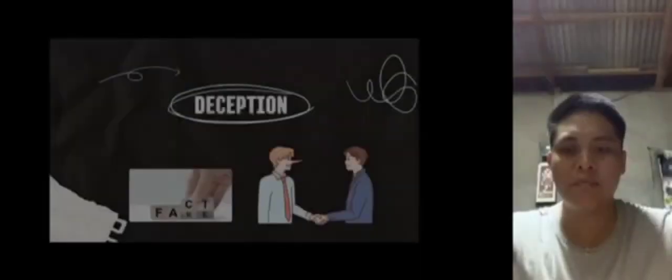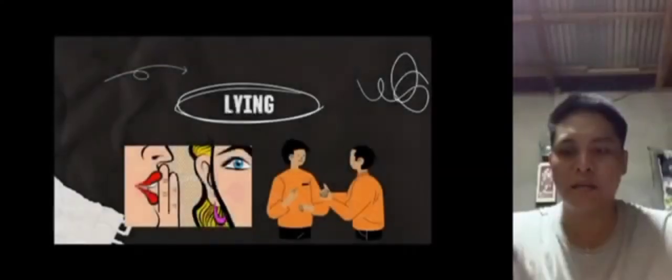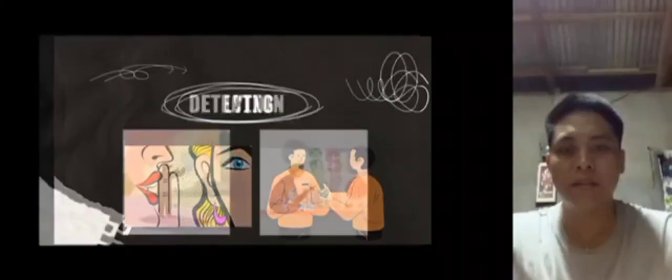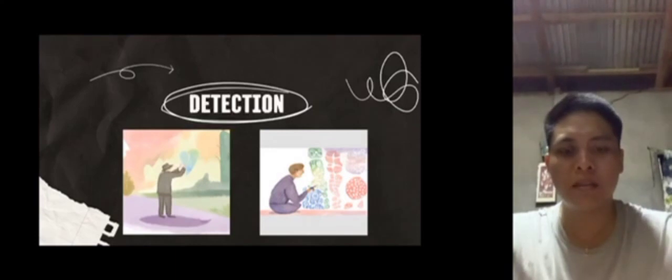First, deception. It is an act of deceiving or misleading, usually accomplished by lying. Second, lying. It is the uttering or conveying of falsehood, or creating a false impression with the intention of affecting the acts. Third, detection. The act of discovering the existence or presence of a fact or something hidden or obscure.